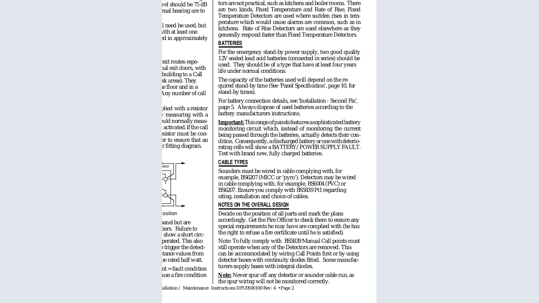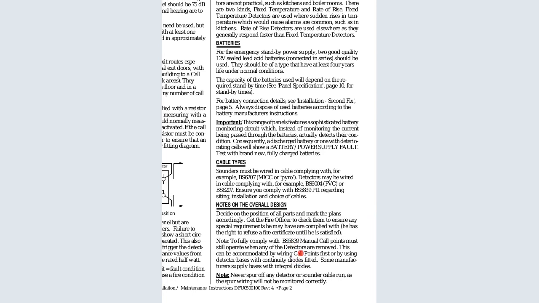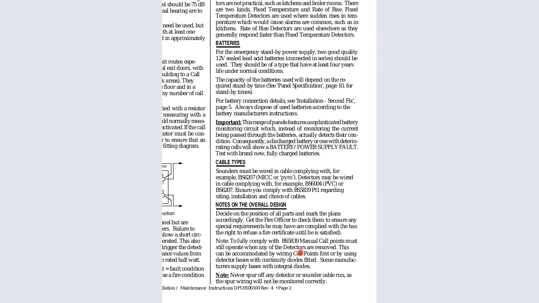Now we have the cable types that are used. For the sounders, they must be wired in cable complying with, for example, BS standard 6207, which is the MICC or the PYRO. And then detectors may be wired in cables that comply with, for example, 6004, that is the PVC, or the 6207. Ensure you comply with the BS standards.